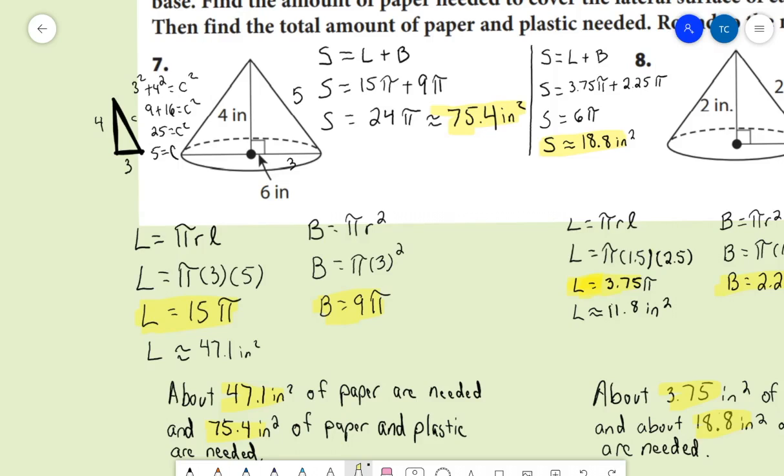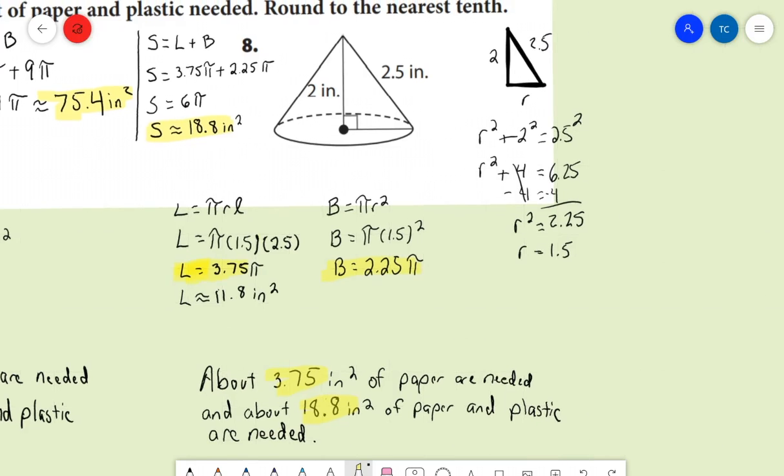So there's number 7. It was asking for the paper and the plastic. The first thing you needed to do here was find the radius, which I did using the Pythagorean theorem, and just went through the formulas there that we've developed for the lateral and the base areas. Got 15 pi and 9 pi respectively, and ended up with 75.4 square inches for the total. And then I had to go back and just convert the 15 pi, which is just the lateral area, to a decimal value. Got 47.1.